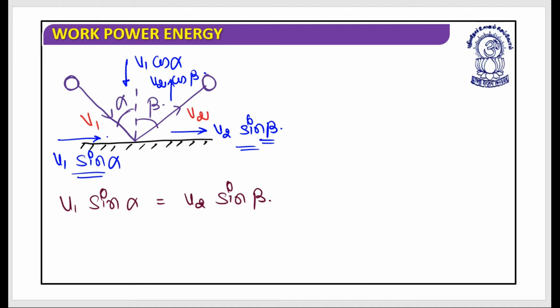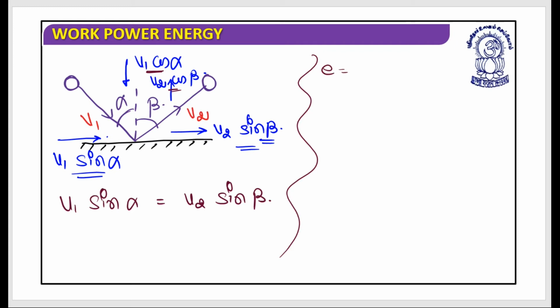Always remember, all the parallel components to the colliding bodies, or the colliding surfaces, will remain the same, they are not going to change. And all the perpendicular components, v1 cos alpha or v2 cos beta, need to be written with the help of e, that means coefficient of restitution. Now how should I write it? Let's have a look.